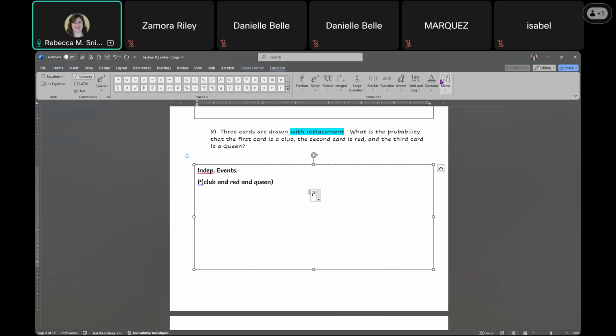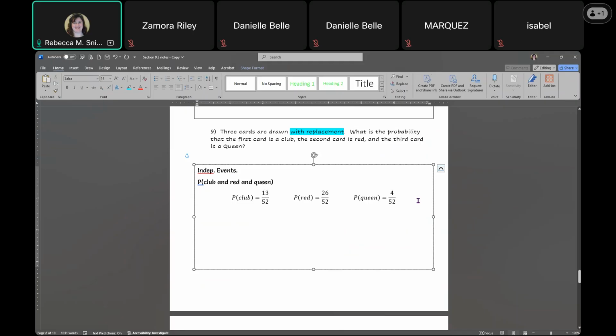So we have the probability of getting a club is going to be found by 13 clubs out of the 52 in my deck. The second thing that I need is the probability of getting a red card, and that is going to be 26 red cards out of the 52 in my deck because these are independent events. The third is the probability of getting a queen. And this says there are only 4 queens out of the same 52 cards in a deck because, again, these are independent because we put the card back.